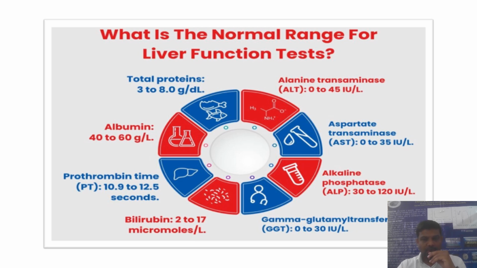Bilirubin concentration should be 2 to 17 micromoles per liter. Prothrombin time has to be calculated in seconds, and it is around 10.9 to 12.5 seconds. Albumin normal level is found to be 40 to 60 grams per liter. On the other hand, the total protein should be 3 to 8 grams, but the exact albumin level should be 40 to 60. The total protein is calculated without the inclusion of the albumin level.